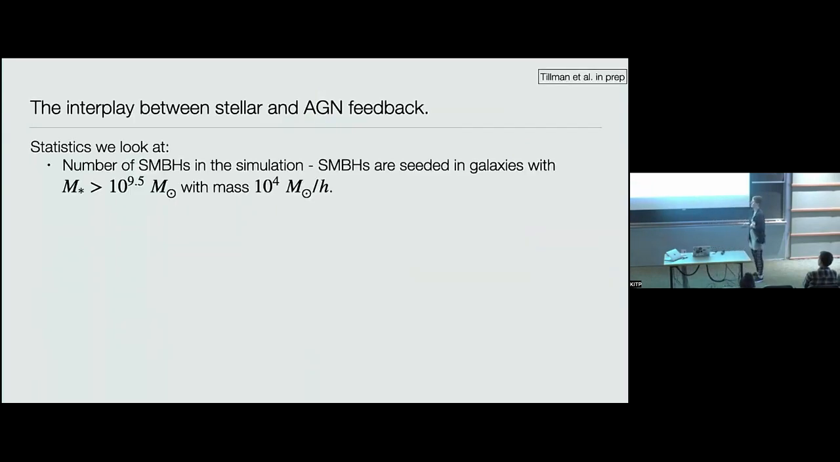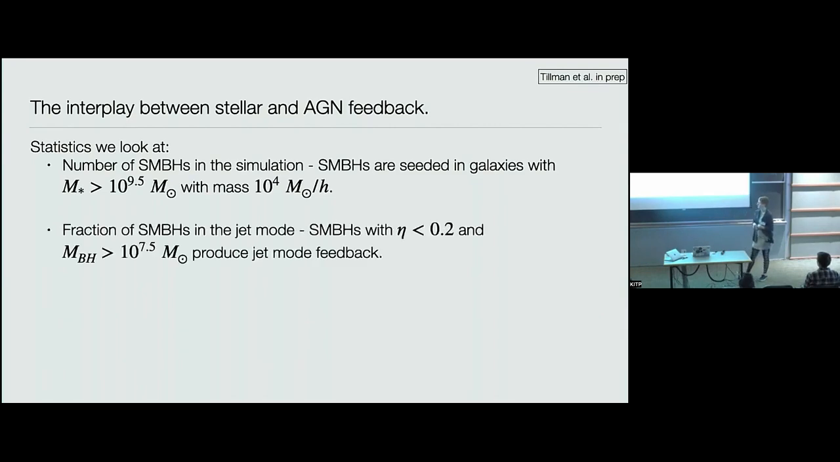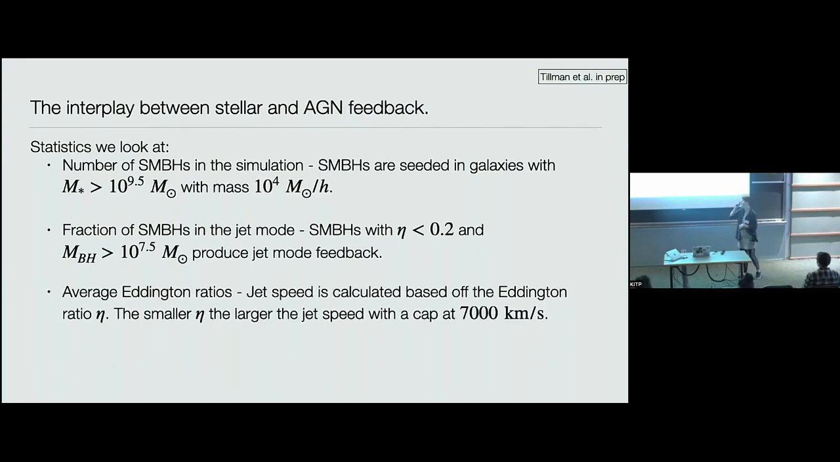So what statistic did we look at? The number of supermassive black holes in the simulation. Fewer supermassive black holes means less AGN feedback. We also looked at the fraction of supermassive black holes in the jet mode. This is the mode that actually affects the forest. And we looked at average Eddington ratios because the jet speed scales with this. The smaller the Eddington ratio, the larger the jet speed, up to some cap.